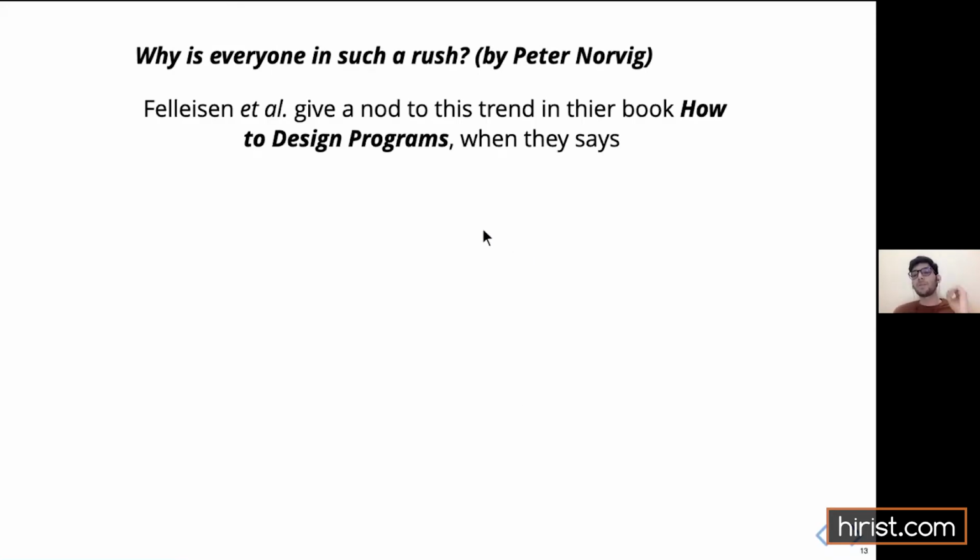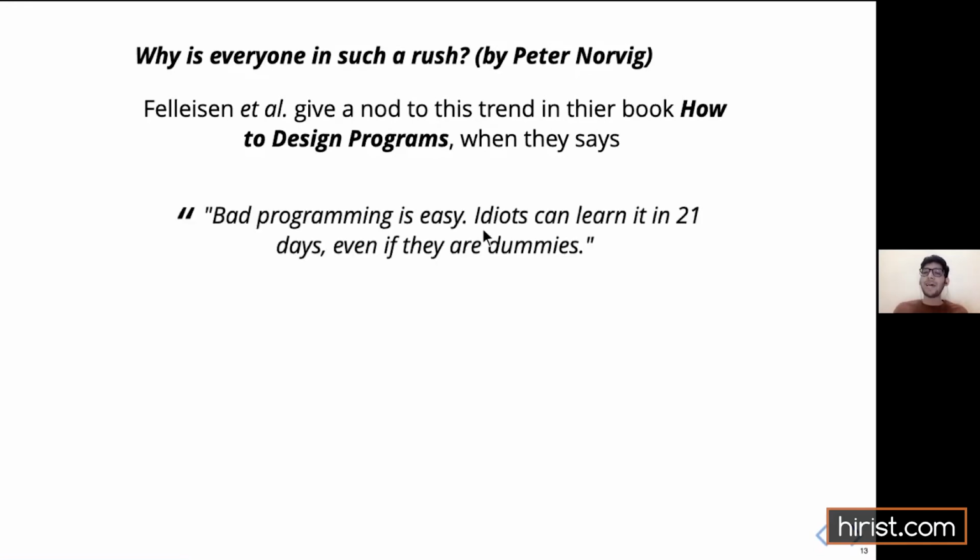So some researchers and some engineers, in the book How to Design Programs, say that bad programming is actually very easy, right? Idiots can learn it in days, even if they're dummies. This is essentially talking about all the books where you have learn C++ in 24 hours. Have you seen those books? C++ for dummies, learn English in 90 days.